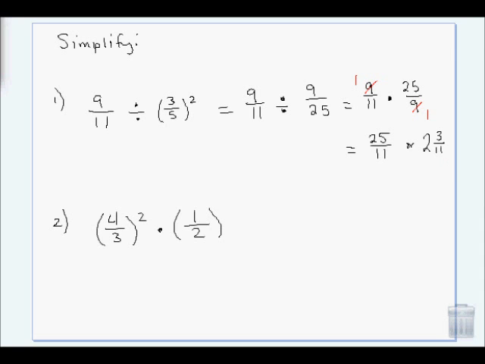But it's multiple choice. Next, I'm going to square this first. So that's going to give me 16 over 9 times 1/2. If I want to reduce, 2 goes into 16 8 times. Otherwise, I can multiply and then reduce. And I get 8/9.